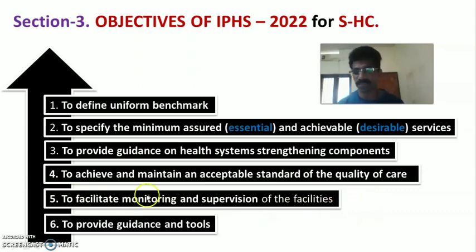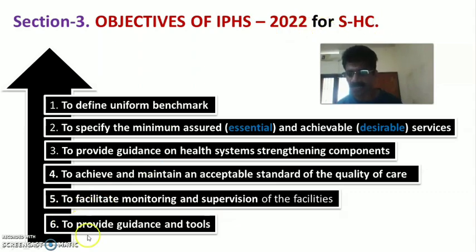The fifth objective is to facilitate monitoring and supervision of the various health facilities available in that sub-center or sub-health center. It is easy to monitor by checking the IPHS standards, whether the sub-health center is following the standards. That can be monitored by evaluating against the IPHS standards 2022. So to facilitate monitoring, that is continuous evaluation and supervision of the available facilities and of the services rendered by the sub-health center. That is the fifth objective of IPHS 2022 for sub-health center.